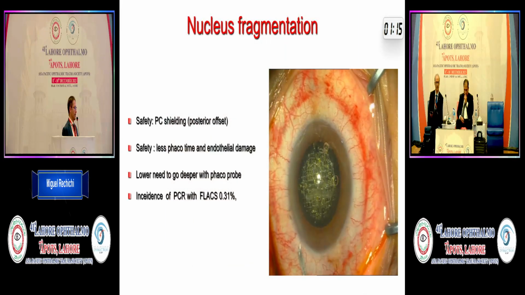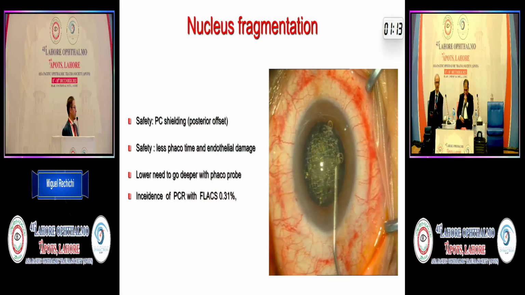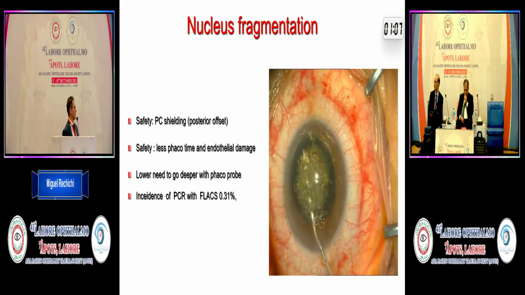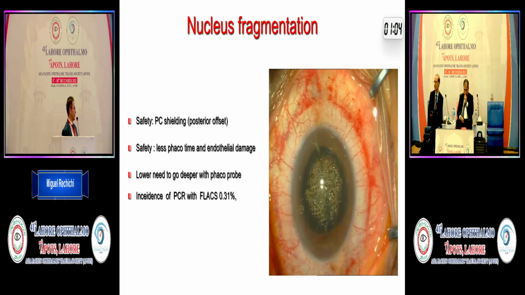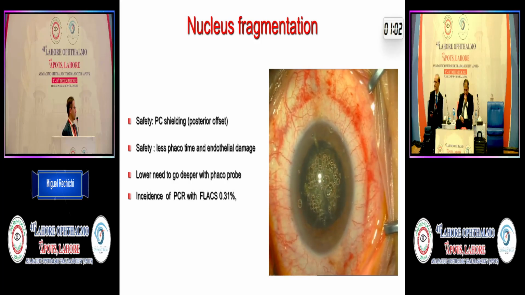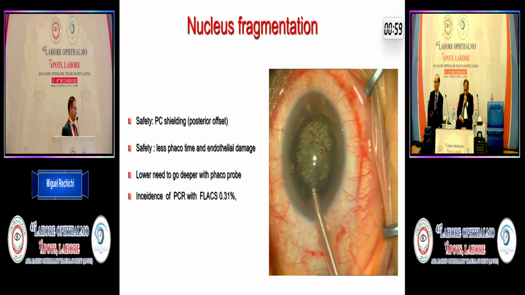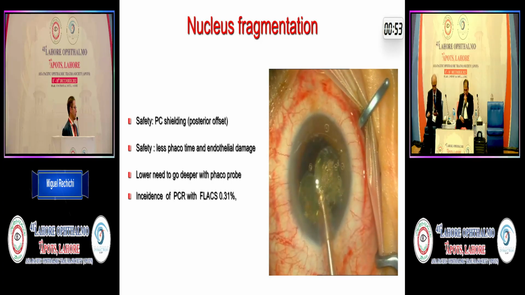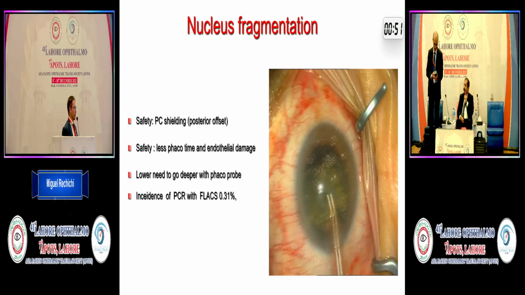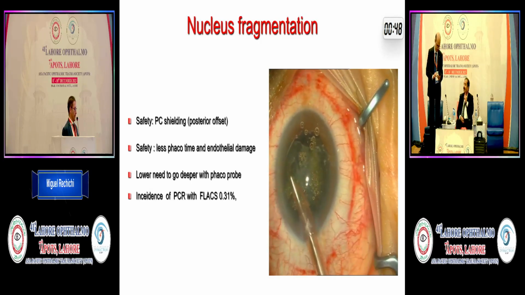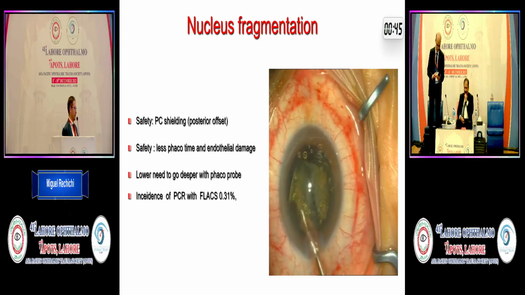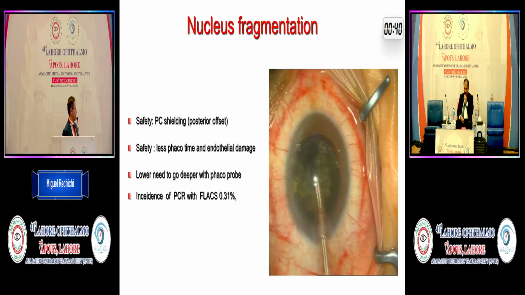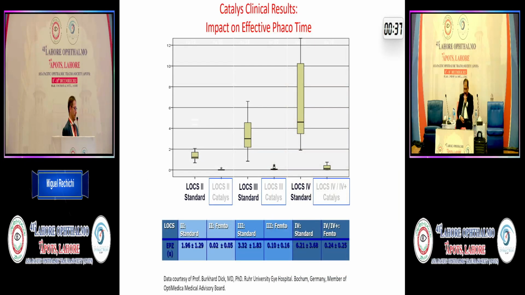So in this way, the most important thing for safety is that the nucleus is divided from the posterior plate. And to me, this is a very safe surgery, because when you have the posterior plate divided, you just enter with a phaco probe, and in a normal cataract, this is just a phaco aspiration. So in this way, we have for sure a lower incidence of PCR, and we can go much lower with the phaco probe inside.